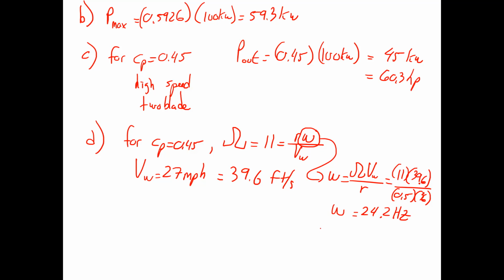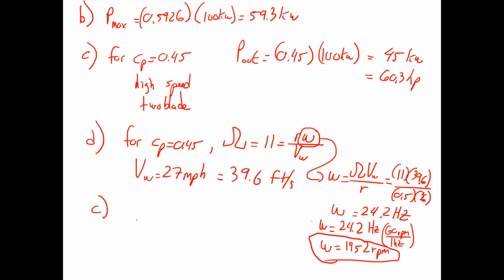hertz. So if we were to go ahead and take that to convert it into RPM, basically 1 hertz is equal to 60 RPM. So we have 60 RPM divided by 1 hertz. So if you do the math, you should get an RPM speed of about 1452 RPM for this particular turbine.